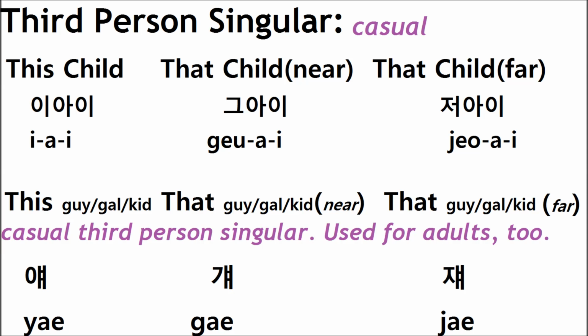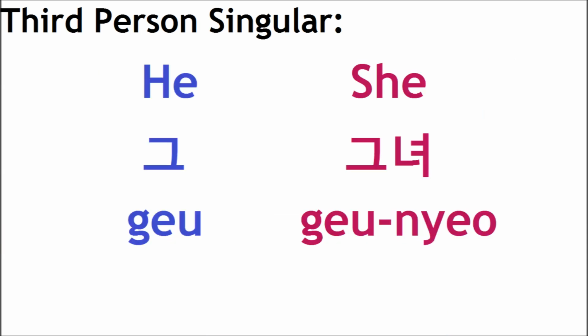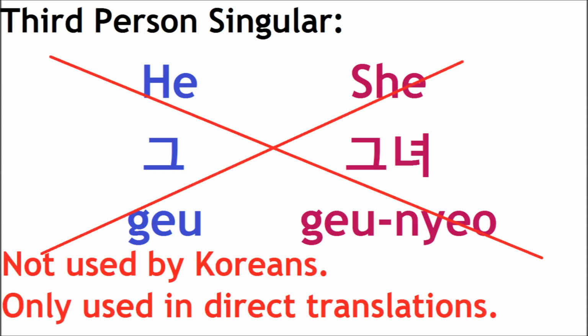One more thing. You might see he and she translated as g and gunya. These words are only used when directly translating something from English into Korean, or also from some other language into Korean. The point being that these words are not actually used by Koreans in speech or writing.